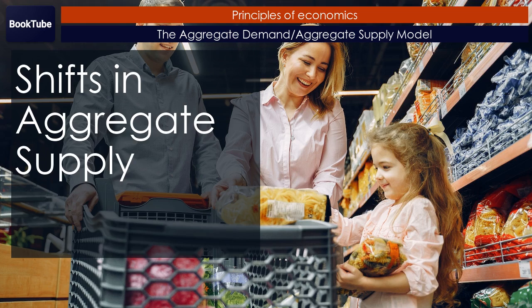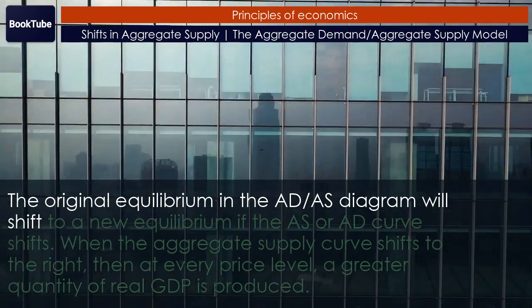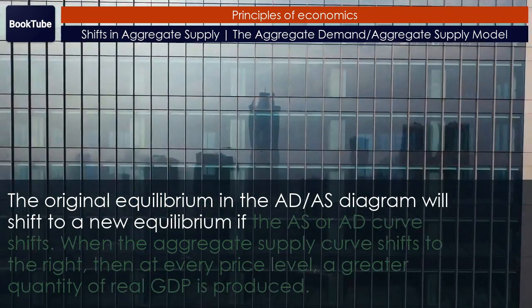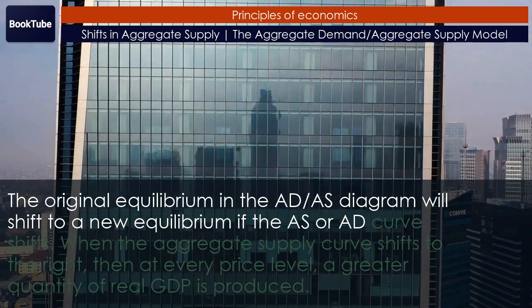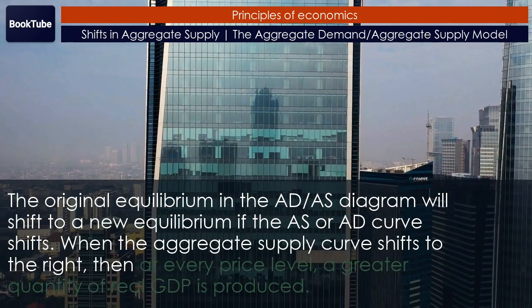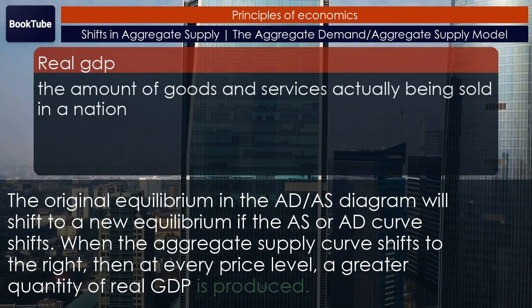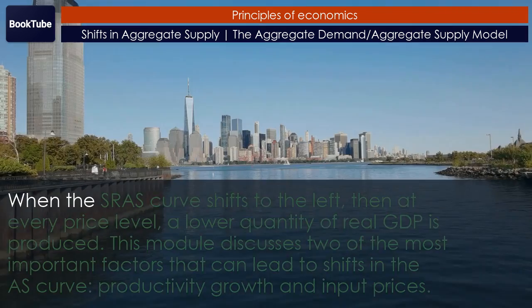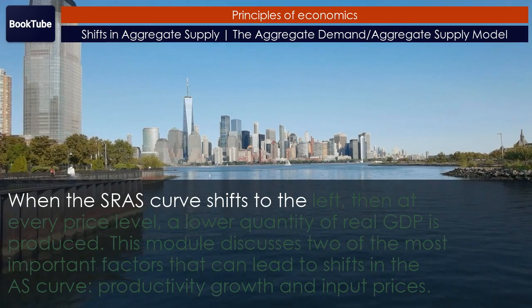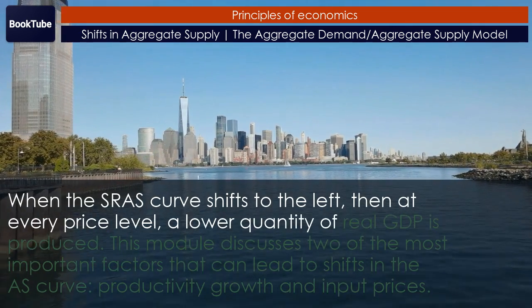Shifts in aggregate supply. The original equilibrium in the AD/AS diagram will shift to a new equilibrium if the AS or AD curve shifts. When the aggregate supply curve shifts to the right, then at every price level, a greater quantity of real GDP is produced. When the SRAS curve shifts to the left, then at every price level, a lower quantity of real GDP is produced.